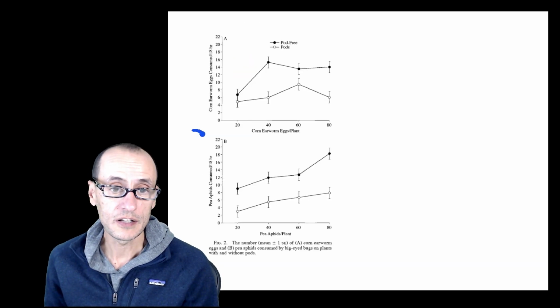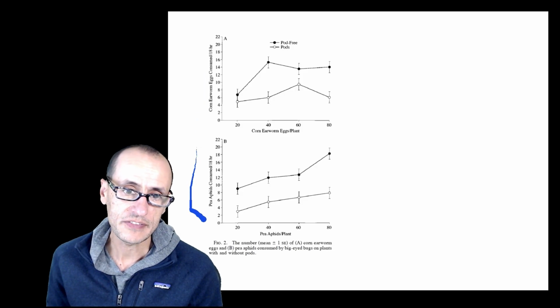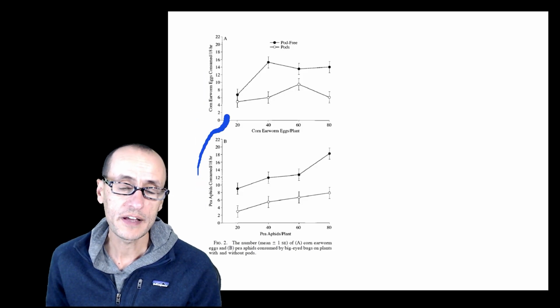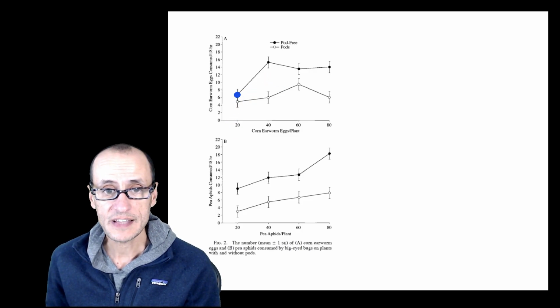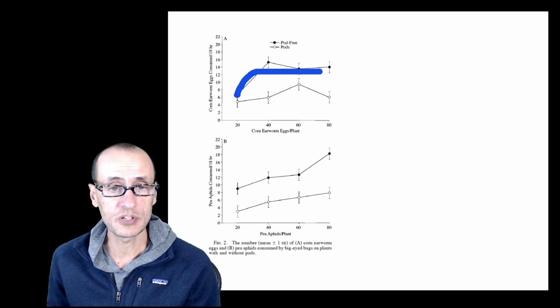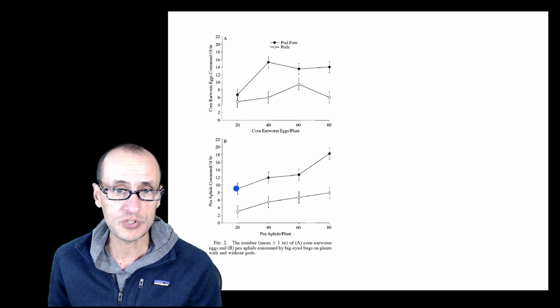They also looked at the amount of consumption of the corn earworm eggs and the aphid when there were pods versus no pods available. And what they found again was that consumption was much higher in the absence of those bean pods that the Geocoris really loves, compared to the condition where there were pods available.